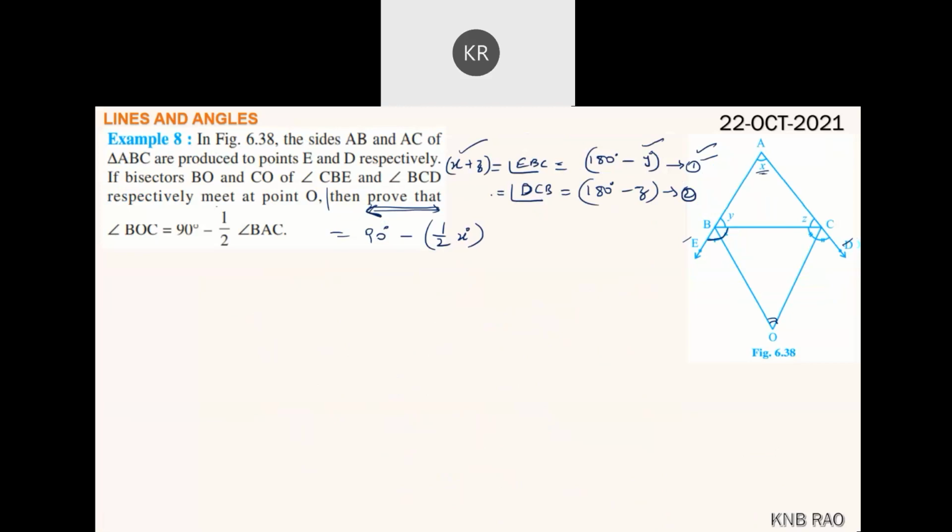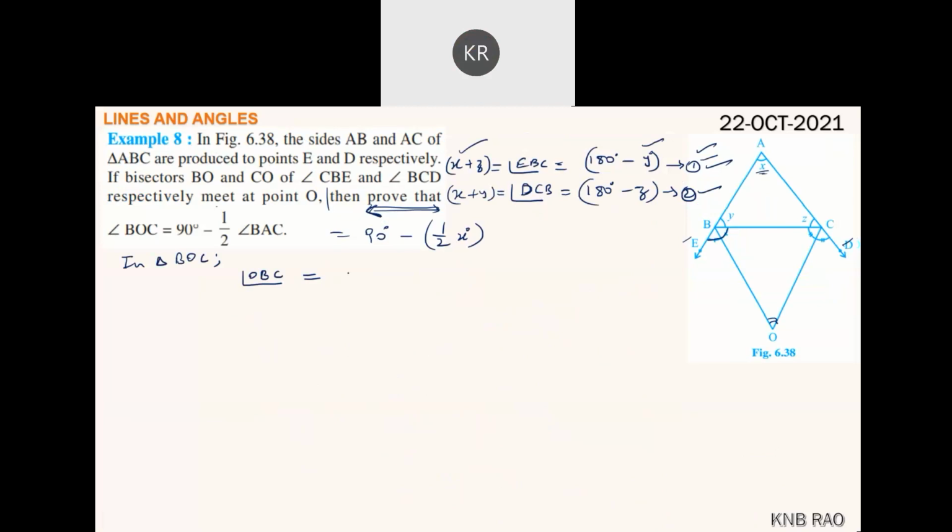What is DCB? Tell me now. X plus Y. Very good. X plus Y, exterior angle theorem. Whatever you take becomes the first equation, second equation. Now, X plus Z is angle EBC, in triangle BOC.